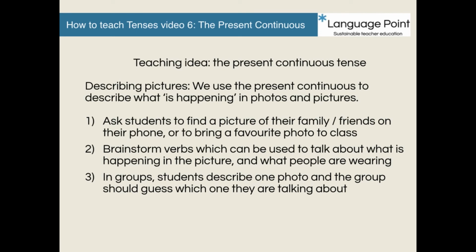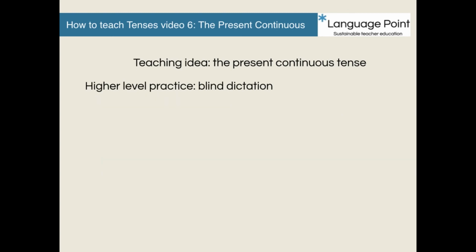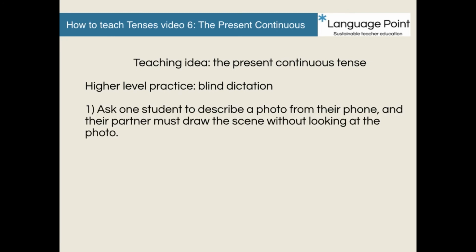Then, in groups, students can describe photos to each other, and the group can guess which photo they're talking about, for example. For a higher level, there's a good activity called a blind dictation, where one student looks at the photo or the picture and describes the scene so that their partner can draw it without seeing the photo.